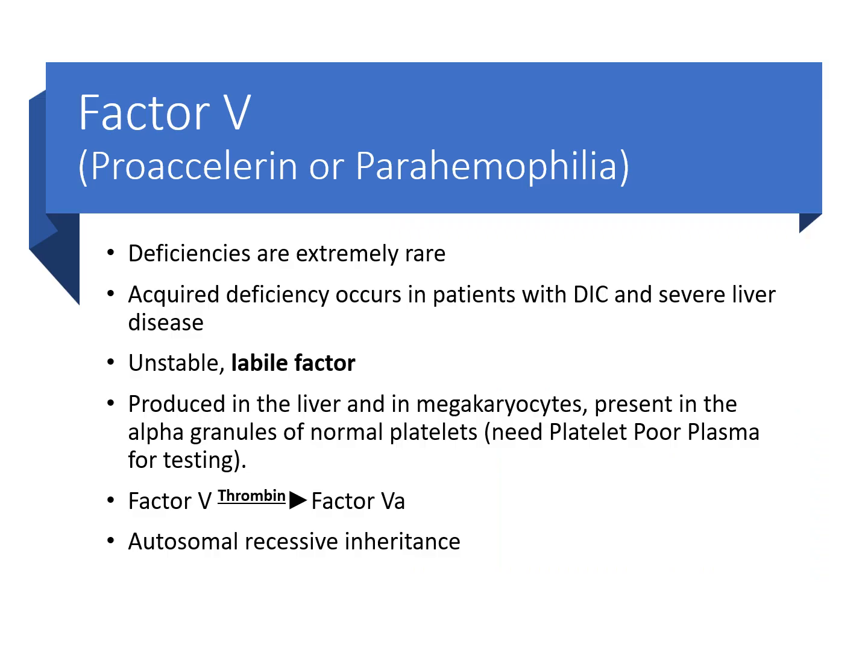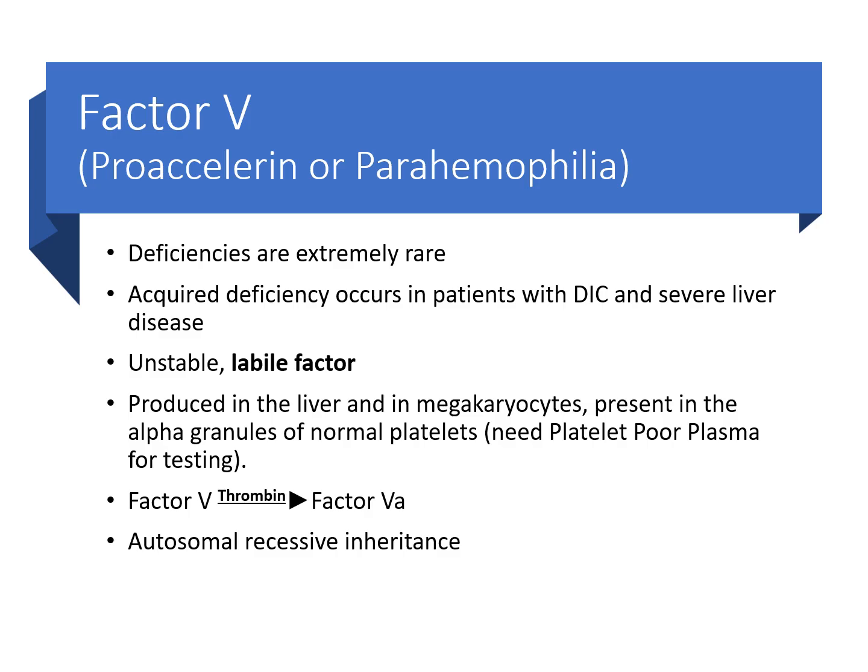Let's talk for a minute about factor V, also known as proaccelerin or parahemophilia factor. Fortunately for us, these deficiencies are extremely rare. Acquired deficiency can sometimes occur in patients with consumptive coagulopathies such as DIC, and also severe liver disease. Now, the reason why we see acquired deficiency for factor V in patients with liver disease is because these factors are produced in the liver, but they're also produced in megakaryocytes.